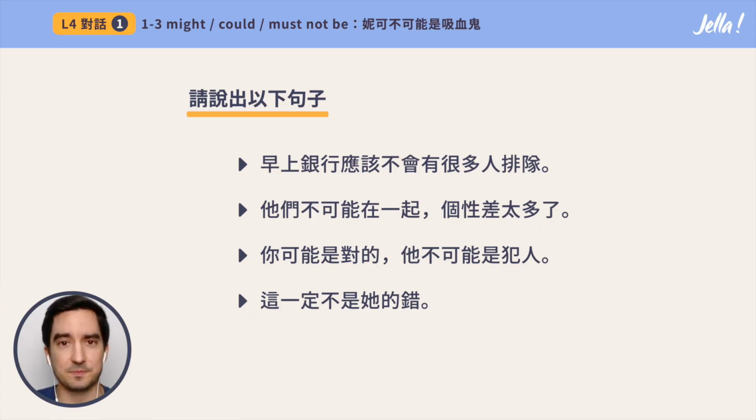So you don't want to go to the bank when there are too many people, right? So your friend might suggest this to you. Oh, don't go today. You should go tomorrow because there might not be many people at the bank in the morning. Okay? Keep it simple. There might not be many people at the bank in the morning.